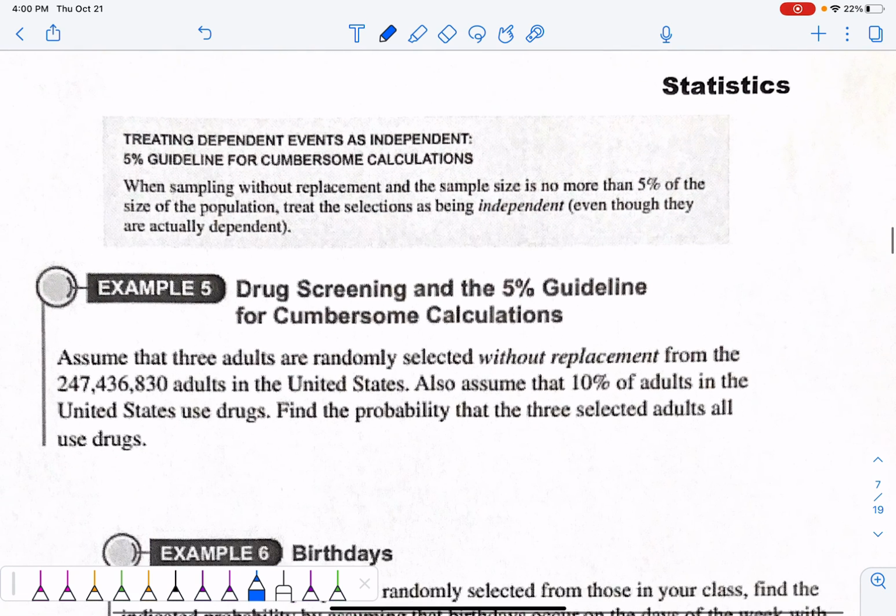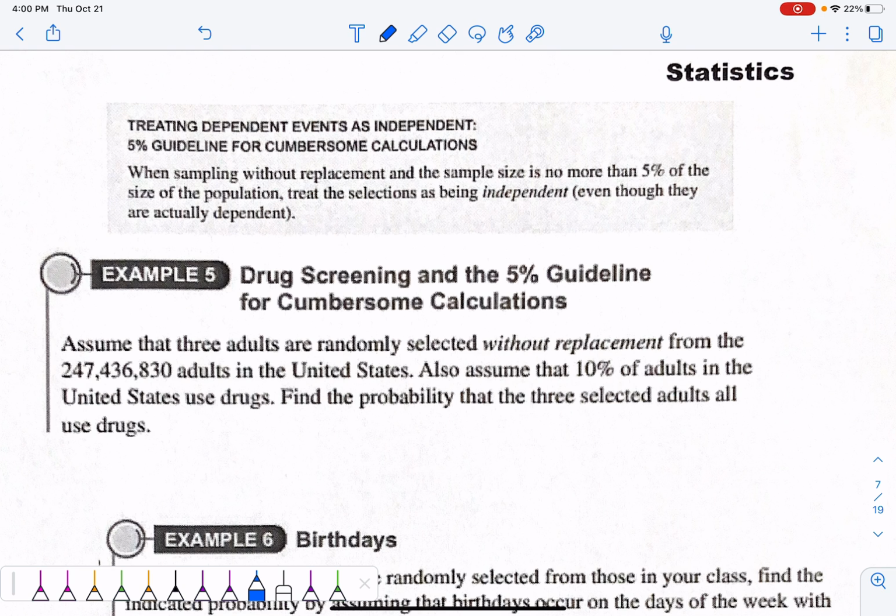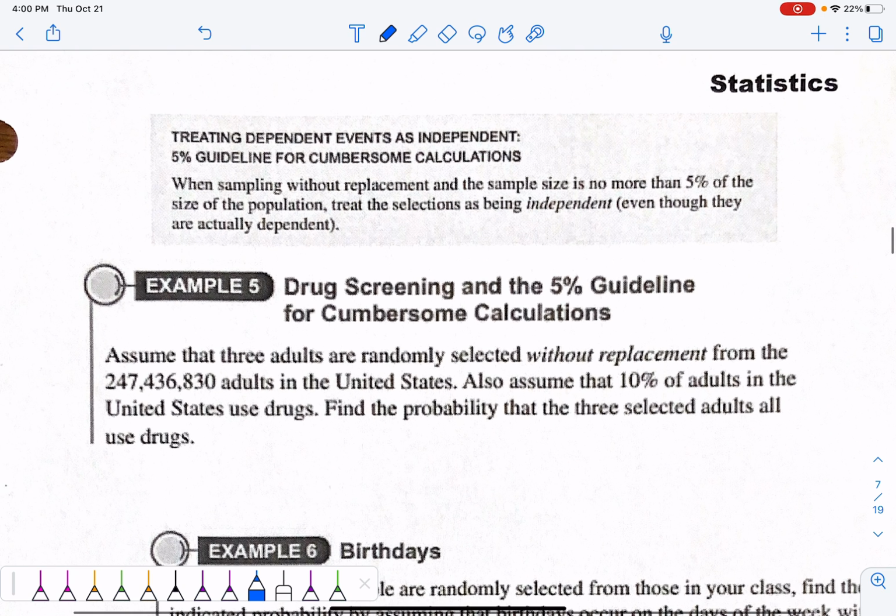Let's move on down here and let's talk about when we're having dependent events, you subtract from the bottom number.